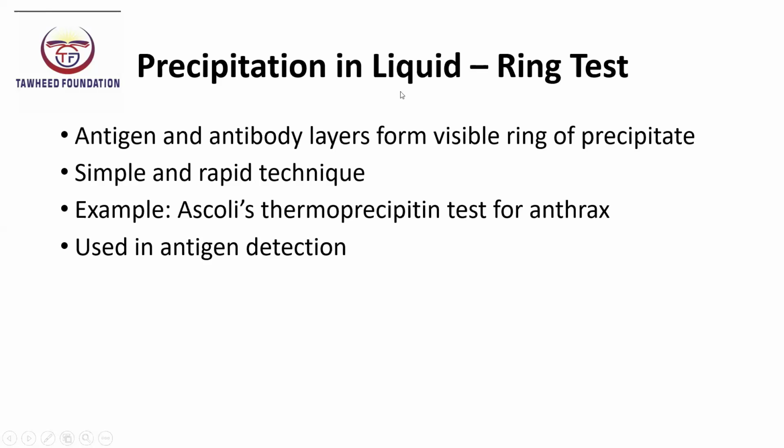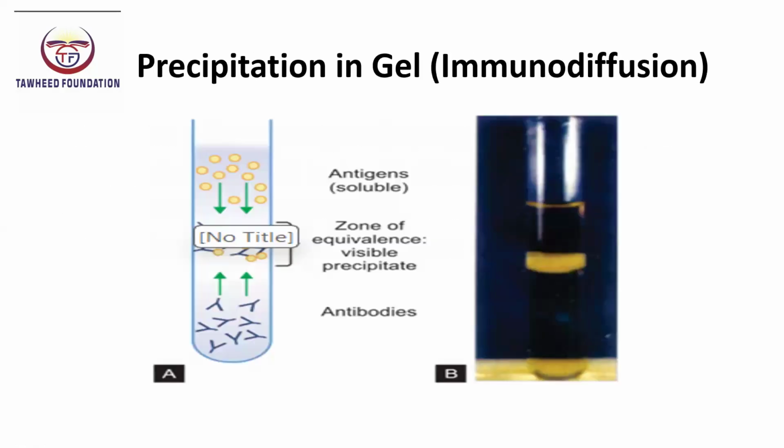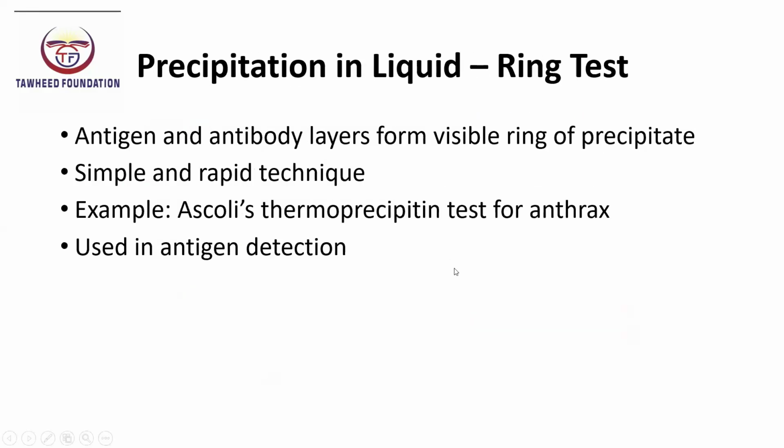Next is precipitation in liquid: ring test. The ring test is one of the simplest precipitation reactions performed in liquid medium. In this method, a layer of antigen solution is carefully added over a layer of antibody solution in a narrow test tube, as I mentioned in this schematic representation of precipitation in gel ring test.